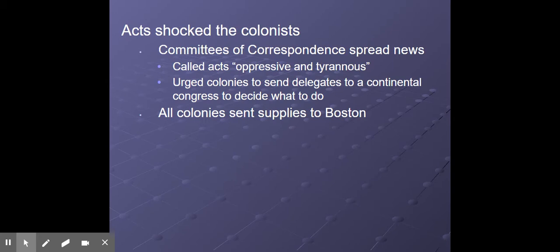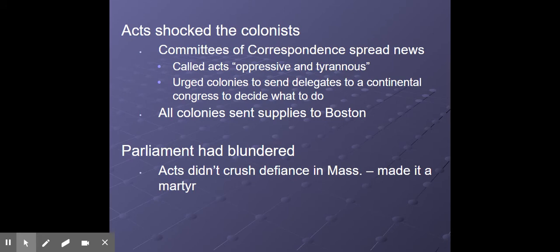Now, like I said, Britain caused these coercive acts. They think this is going to get the colonists to get back in line and calm things down, and we will avoid any future conflict. But they have made a big mistake. Parliament has blundered. Instead of crushing the defiance in Massachusetts, it makes things worse. Okay. Massachusetts, specifically Boston, they are seen as martyrs. So instead of scaring the people back into line, now the colonies are even more united. We need to do something about Britain.